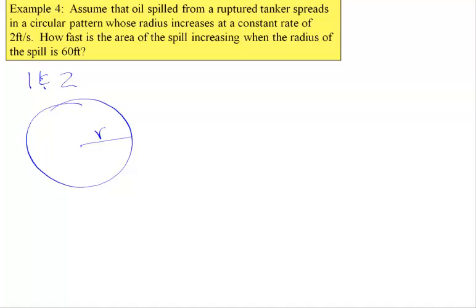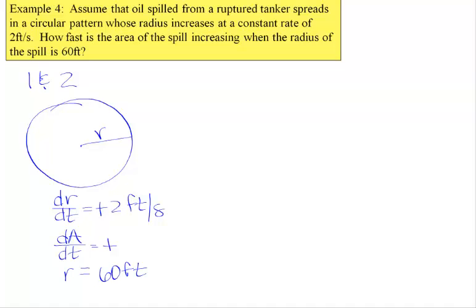Oil spilled from a ruptured tanker spreads in a circular pattern whose radius increases at a constant rate of positive value 2 feet per second. How fast is the area of the spill increasing when the radius of the spill is 60 feet? Steps 1 and 2. Step 3, find an equation that relates the variables involved.